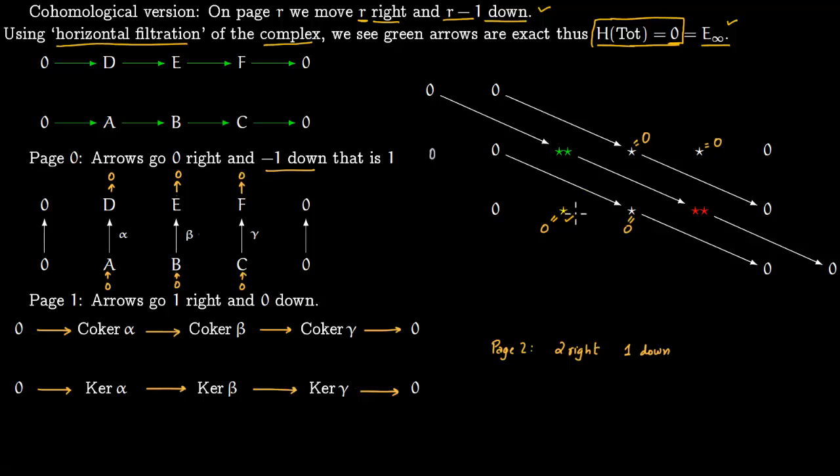So we know the cohomology here is 0, cohomology here is 0. So this corresponds to this portion here. So you have exactness here. This cohomology is 0, so you have exactness here. This is 0, so you have exactness here.